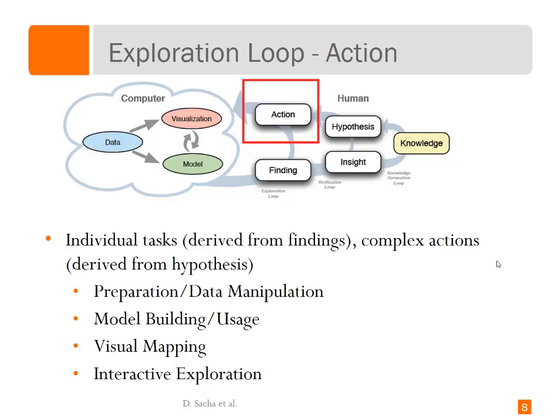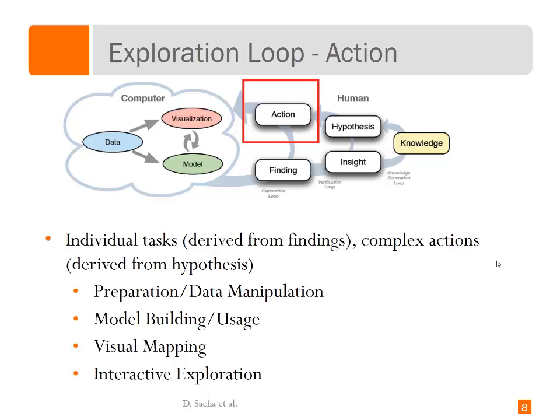Now, in terms of actions in the exploration loop, there could be many different individual tasks derived from our findings. So we might determine that we require some changes in the preparation of our data, or we need to manipulate the data in certain ways. Maybe we need to look at the mean or the median, or we need to look at a sum, or we need to provide some type of division or roll up or drill down.